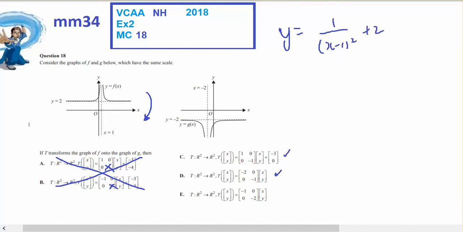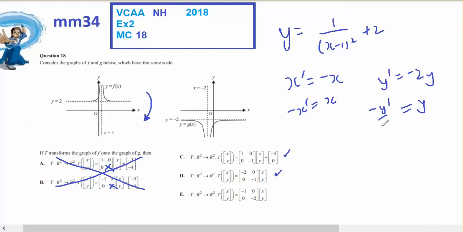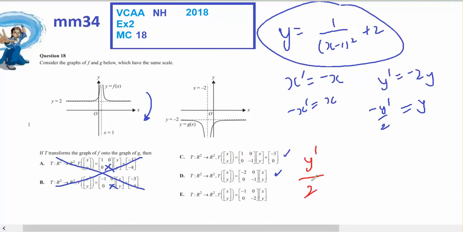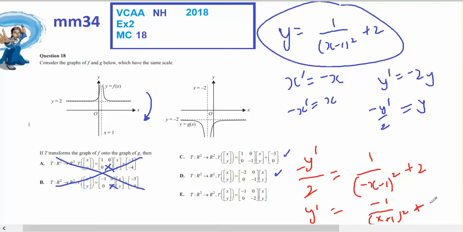So, looking at E, x dash equals minus x, therefore x equals minus x dash. y dash equals minus 2y, therefore y equals minus y dash on 2. And this here would become minus y dash on 2 equals 1 on top of negative x dash minus 1 squared plus 2. And when the 2 comes over, I've got y dash equals negative 1 on top of x plus 1 squared plus negative 4. And my asymptote isn't at negative 4, therefore E isn't correct.